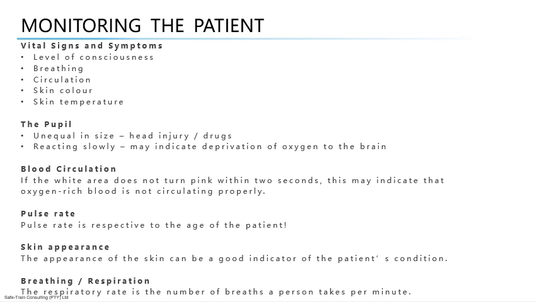Level of consciousness, also known as AFPU. The breathing rate. Circulation, especially pulse rate. Skin color and skin temperature. Monitor the casualty and treat according to vital signs and condition. There are different signs that a first aider should be aware of. These signs are stressed in order to monitor the condition of the injured person.